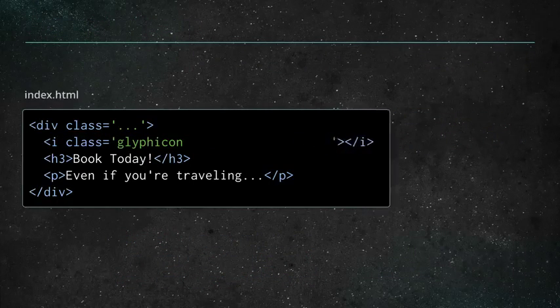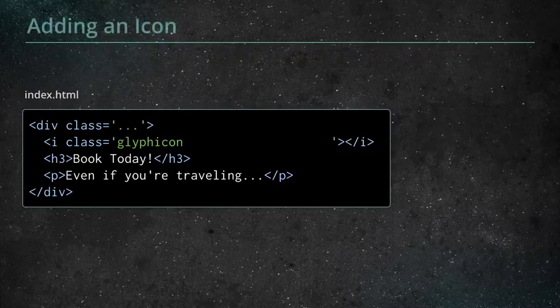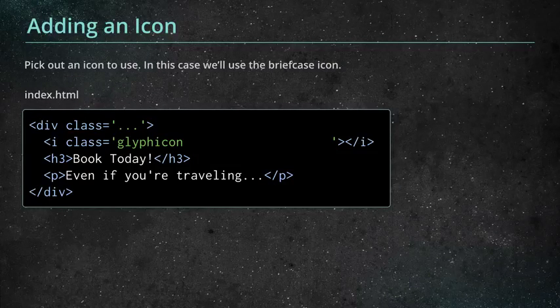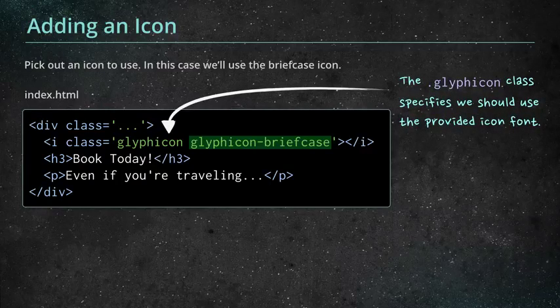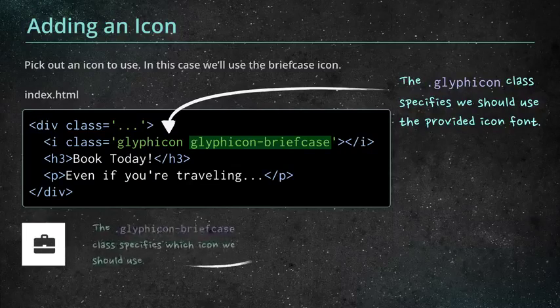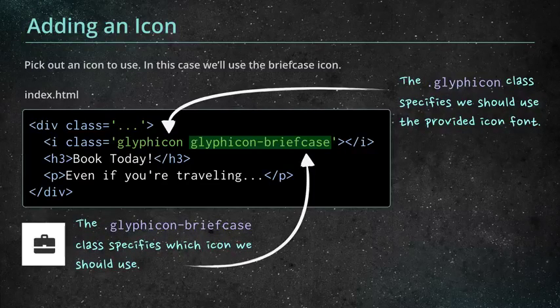Our paragraph here is all about travel, so we'll go ahead and add a briefcase icon here, since it kind of resembles luggage. To do that, we'll add the Glyphicon briefcase class to our I element. This is a pattern you'll see very often in Bootstrap, applying two classes to accomplish a single task. This helps keep the Bootstrap CSS file much smaller. In this case, the Glyphicon class is what's setting the font family we'll use, while the Glyphicon briefcase class is actually specifying which icon we can use.